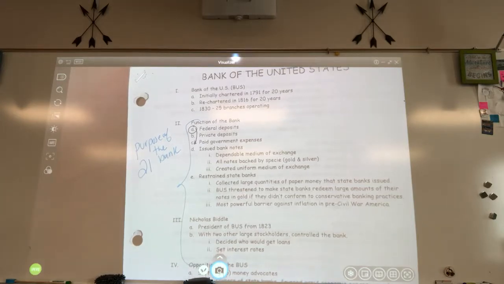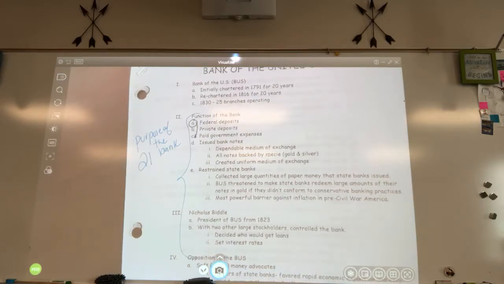Beyond the function of the federal depository and paying the government's expenses, we see that they have private depositors. So a lot of you have a bank account, right? You are a private depositor into that bank. There are people who privately deposit into this Bank of the United States. The other cool thing this bank does is that it issues banknotes.